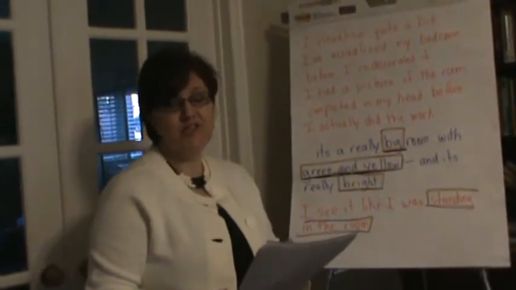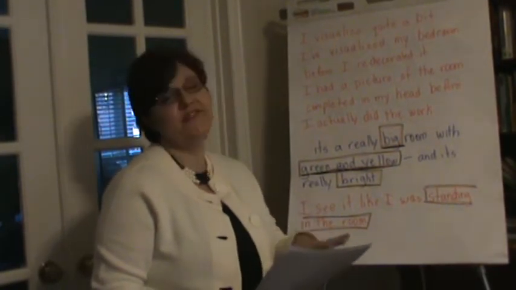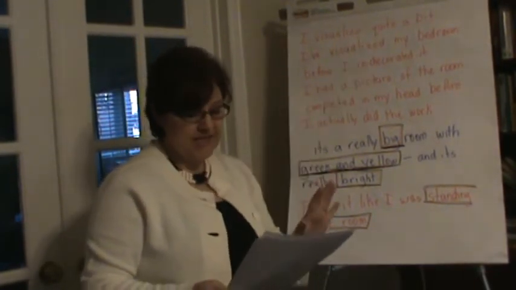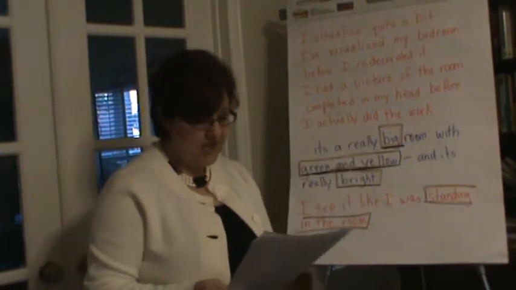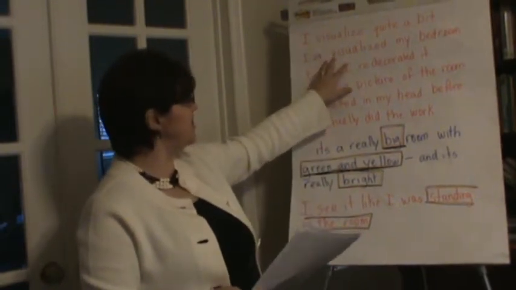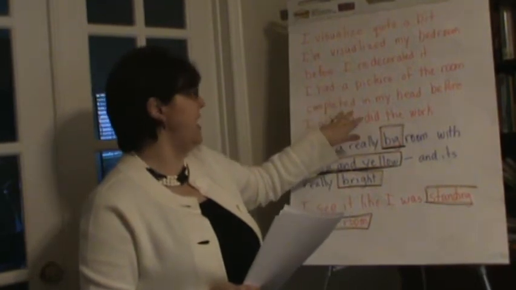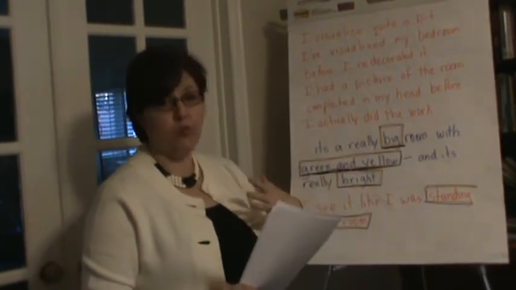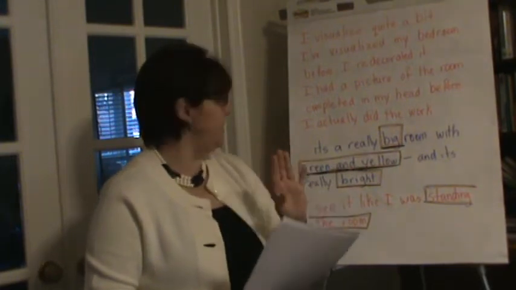So just by listening to Pearl, we're able to elicit her visual hot buttons. Here's the conversation again. But this time what I've done is put a square around the hot buttons. Going through it, I visualized quite a bit, she says. I visualized my bedroom. I had pictures of the room completed in my head before I actually did the work. So she's been visualizing. It's clearly visuals are her hot buttons.